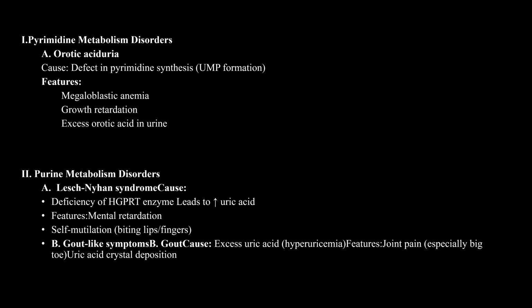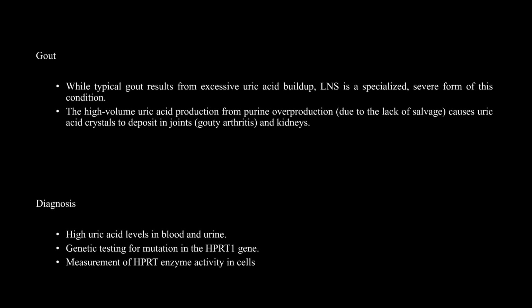Purine metabolism disorder: deficiency of HPRT leads to high uric acid, intellectual disability, and self-mutilation of lips and fingers. Gout symptoms: uric acid, joint pain, and uric acid deposits. Excess uric acid production results in overproduction in urine, with uric acid deposits in joints and at the kidney.